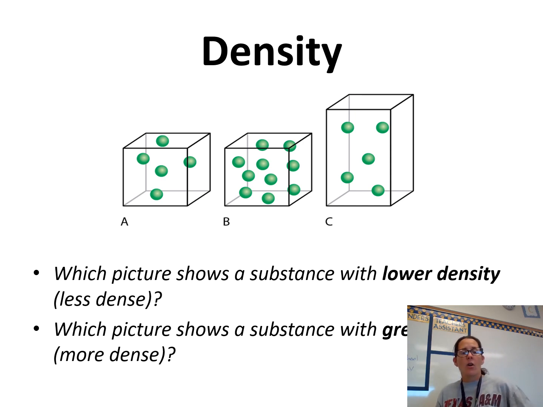Okay? So the next question is, which of those pictures shows a substance with greater density? A and B had the same volume, right? So A has 5 atoms in that same volume. B has 10 atoms in that same volume, so they're way closer together, those atoms are, right? They're more tightly packed. So B is going to be the one with a higher density.